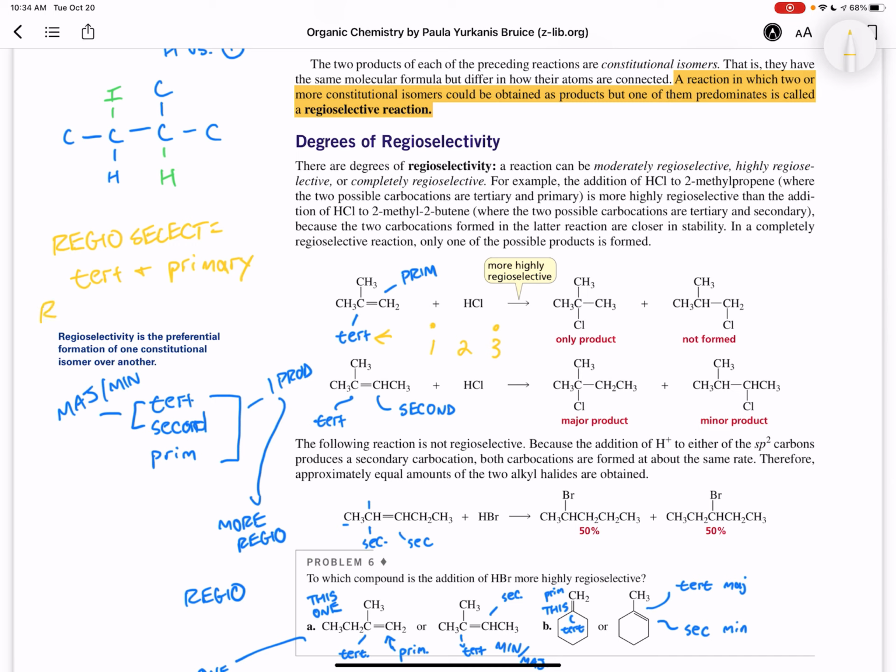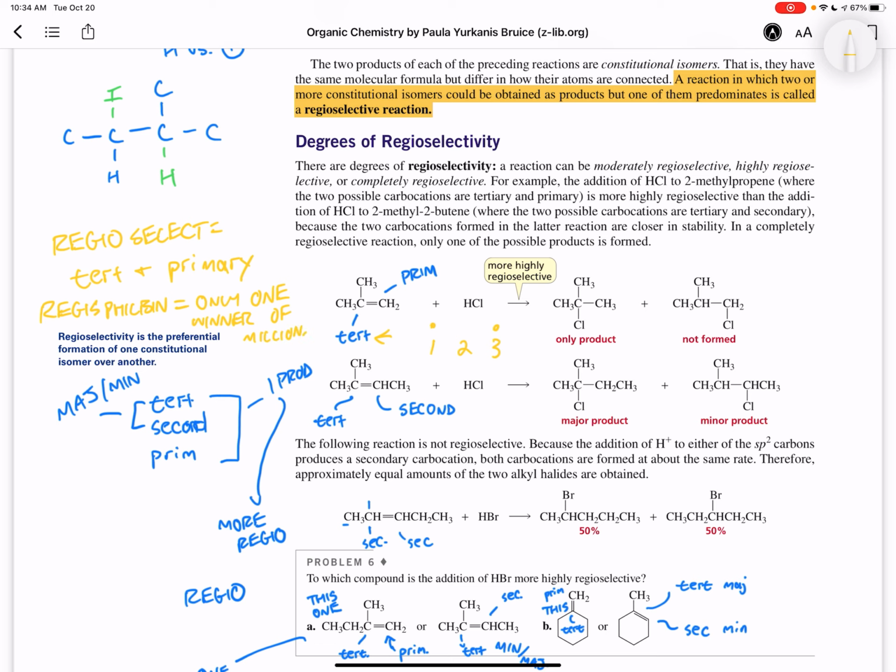Regio sounds like Regis Philbin, God bless his soul. All right, only one. There's only one winner of Who Wants to Be a Millionaire. Only one winner of Millionaire.